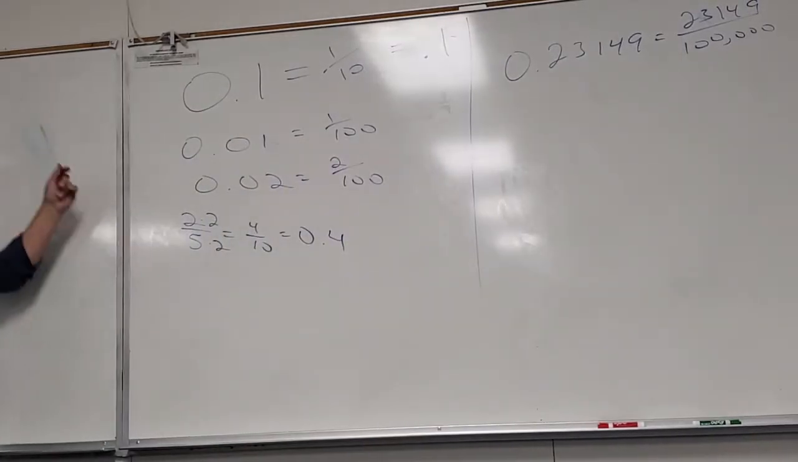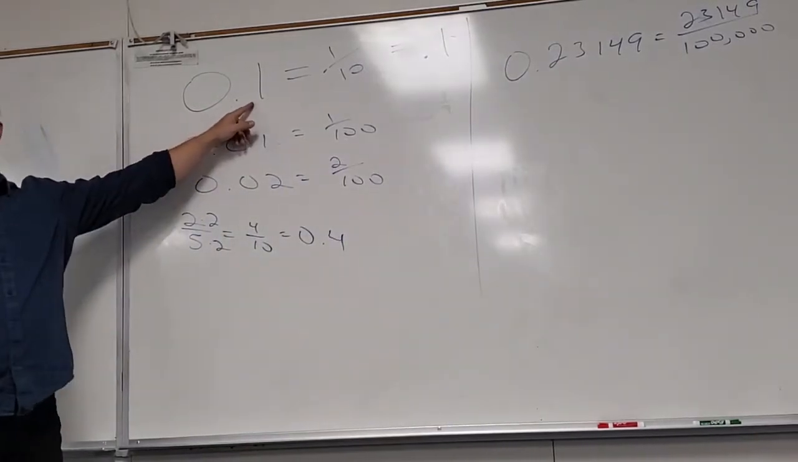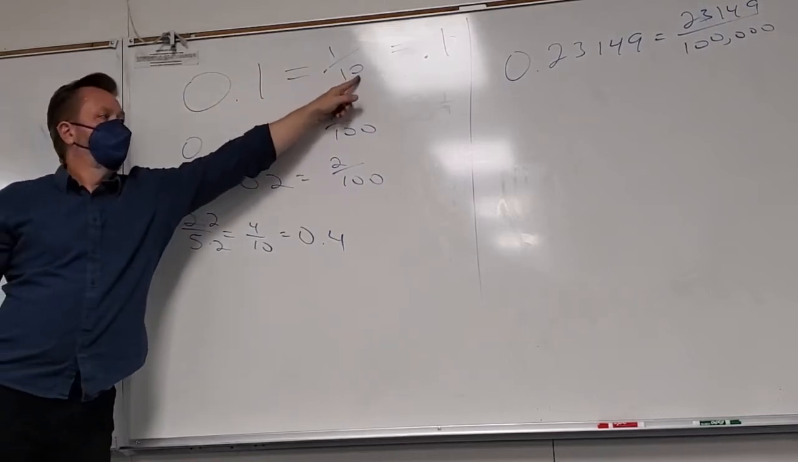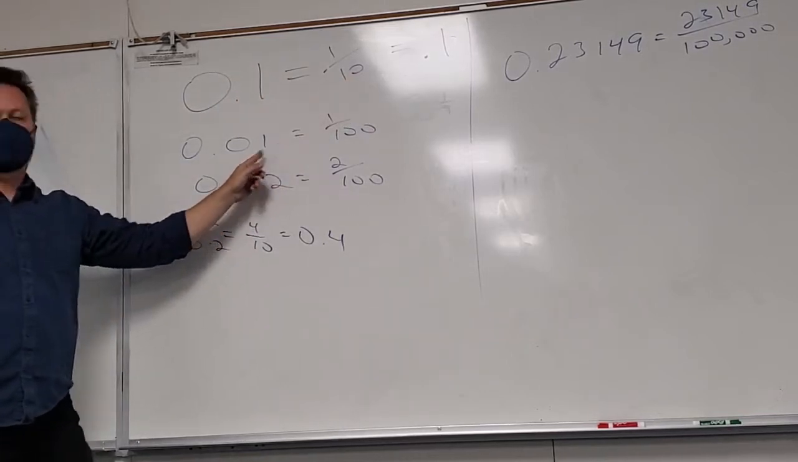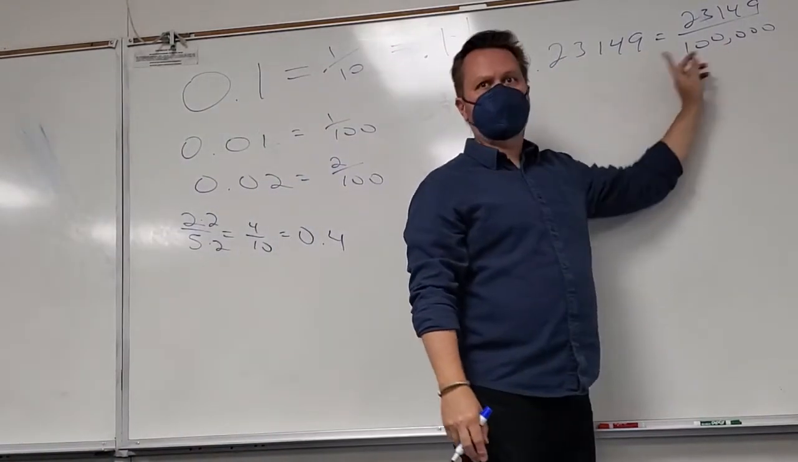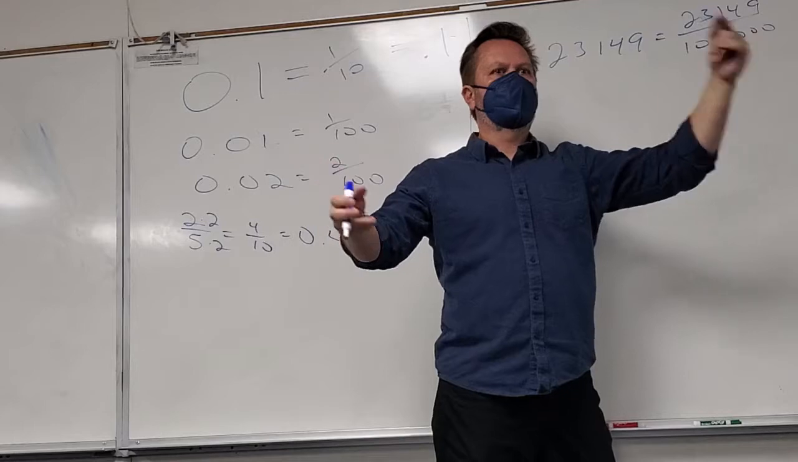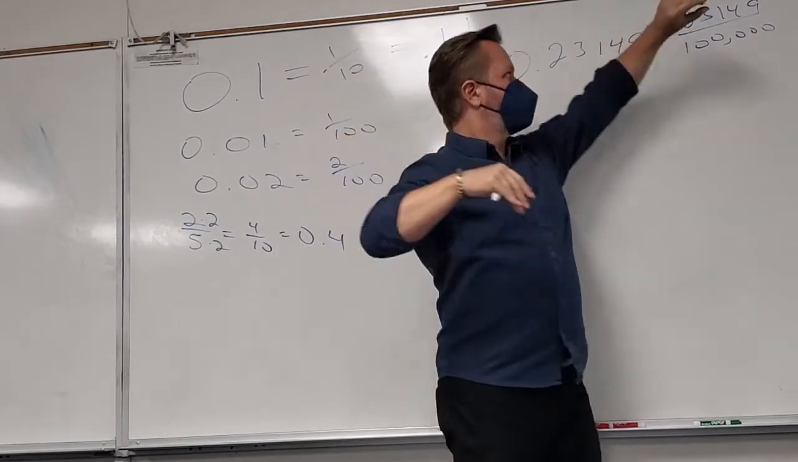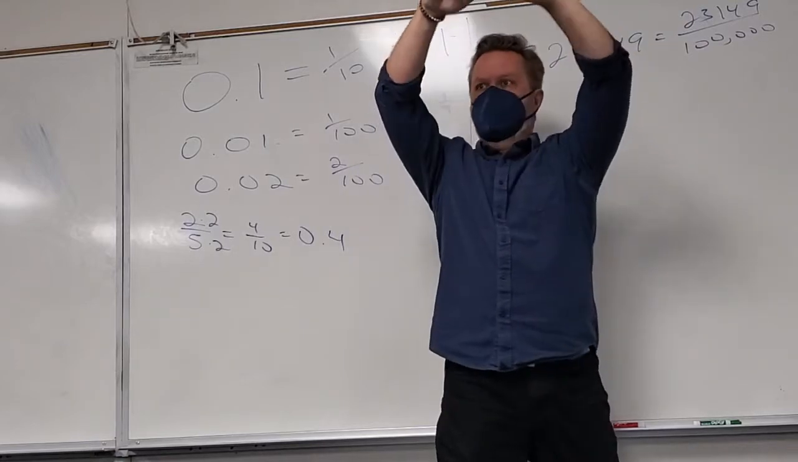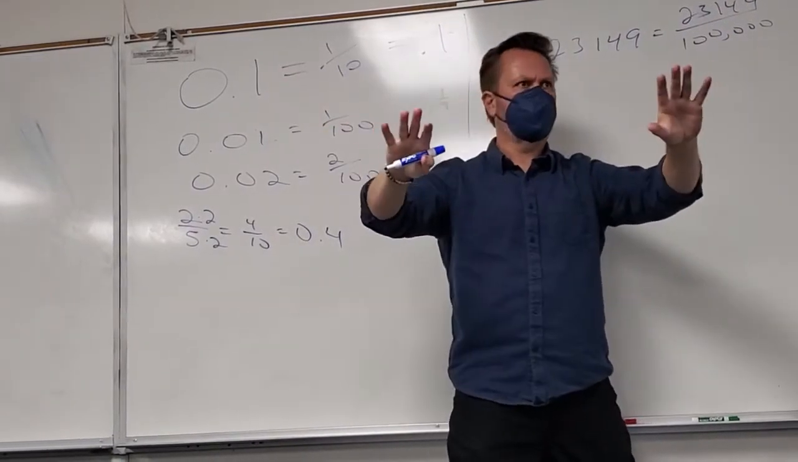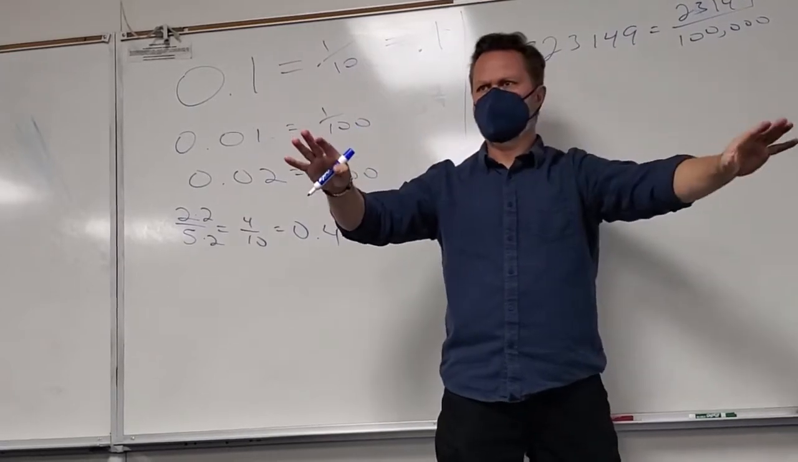Here's a shortcut. How many decimal places are there here? 1. How many zeros? 1. How many decimal places? How many zeros? How many decimals? 1, 2, 3, 4, 5. How many zeros? 1, 2, 3, 4, 5. Because every step I take is another 10, and when I divide by another 10, I pick up another 0. So that's beautiful. I'm sure some of you knew that shortcut.